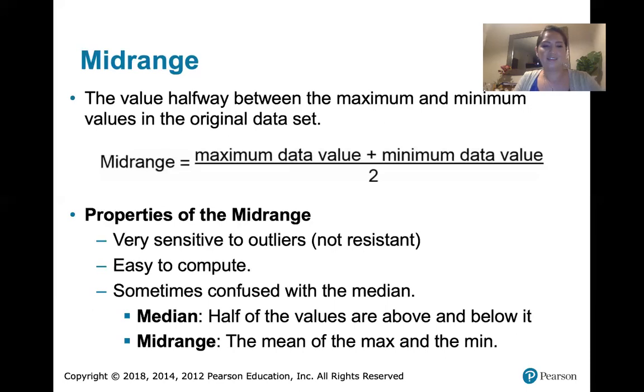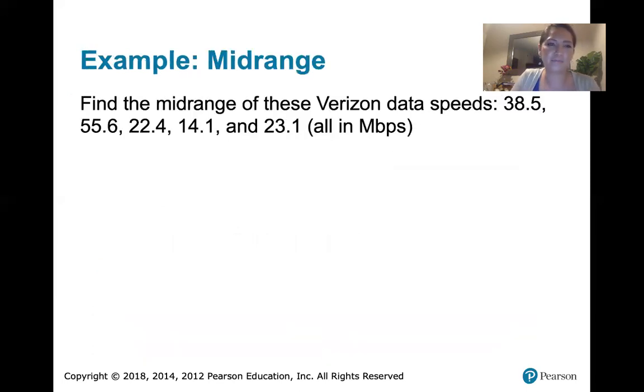So the midrange is halfway between the maximum and the minimum, but there's no guarantee that that number that's halfway in between the maximum and the minimum leads to half of the data values being above that value and half of them being below. So remember, median splits the top half from the bottom half. The midrange is halfway in between the max and the min in your data set.